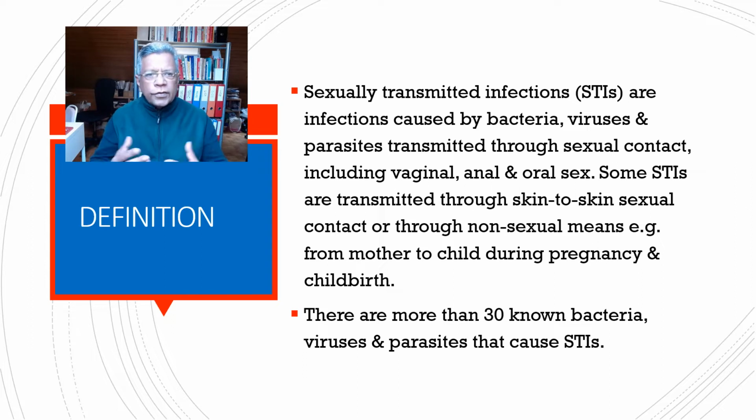Some STIs are transmitted through skin-to-skin sexual contact or non-sexual means, for example, from a mother to child during pregnancy and childbirth, or through a blood transfusion. There are a number of STIs that are known.